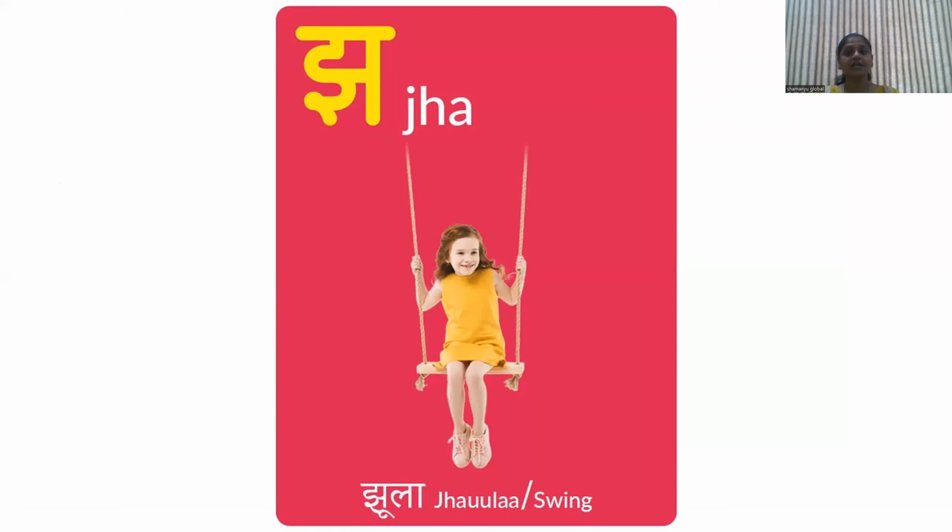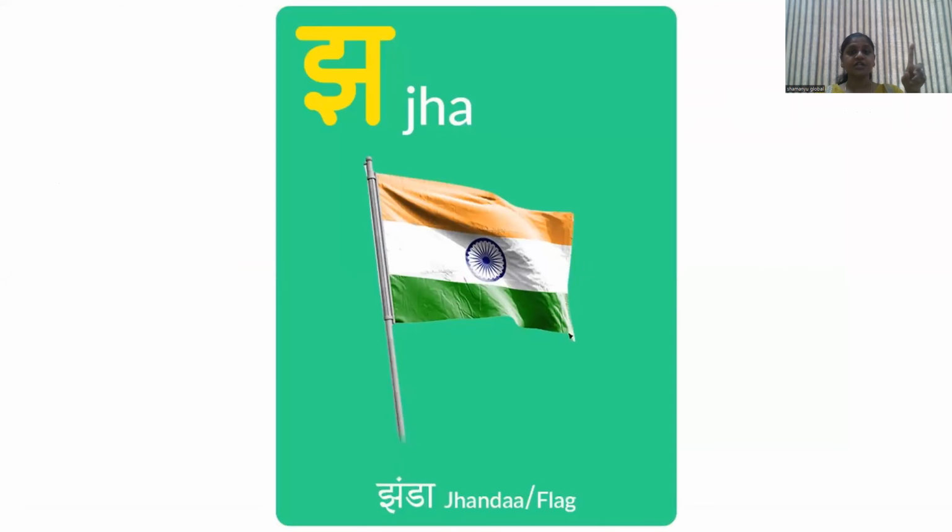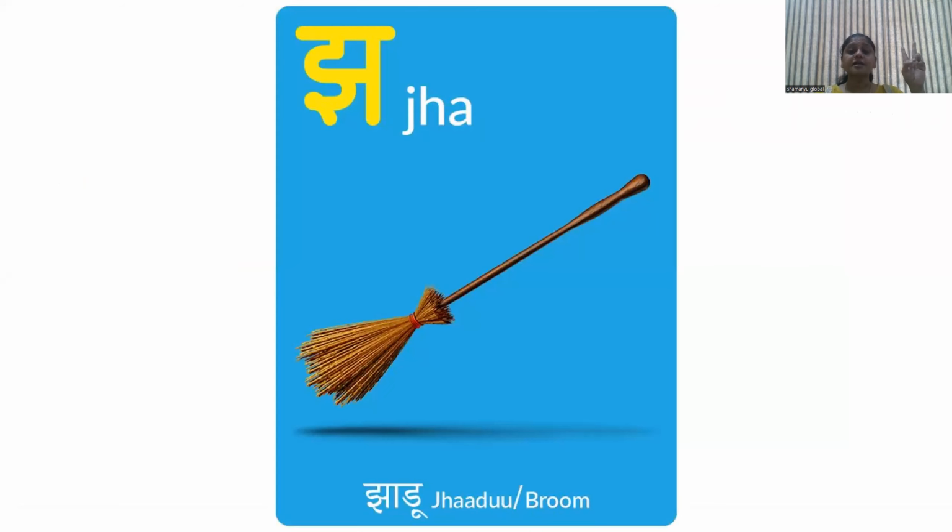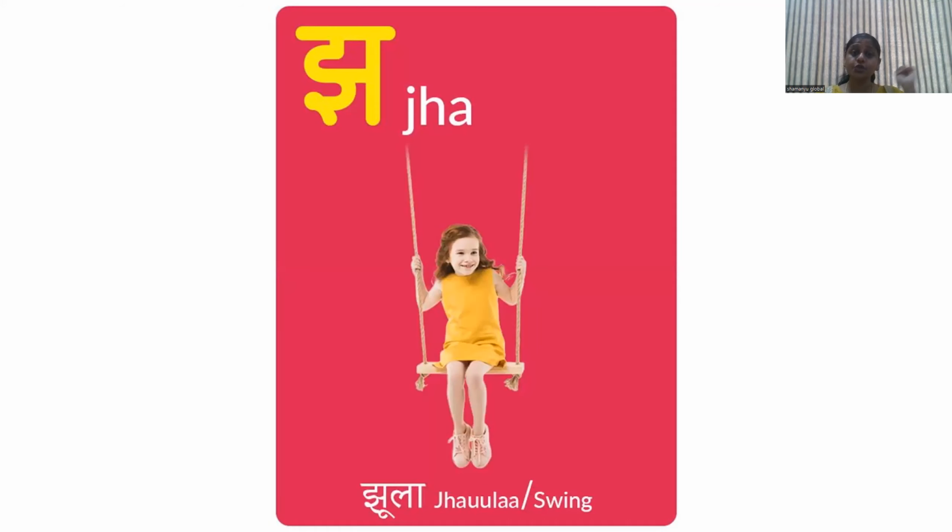So what are the words? Jha se Jhanda. You can repeat after me. Jha se Jhanda. Jha se Jhadu. Jha se Jhula. So these are the different words which start with the letter Jha.